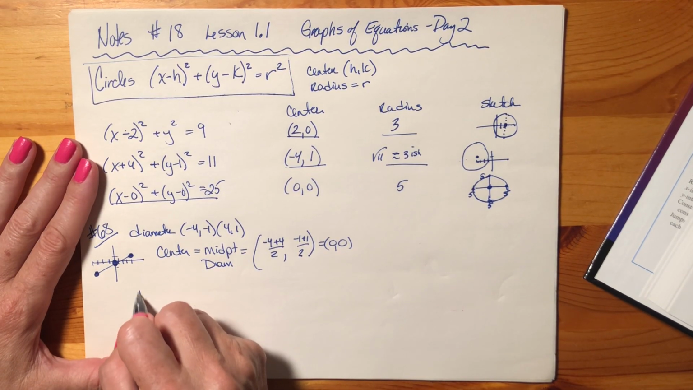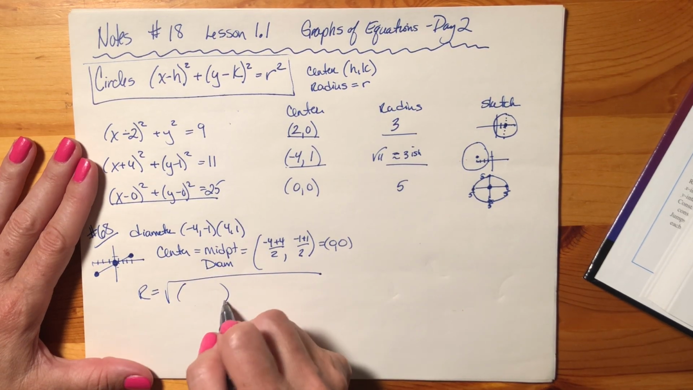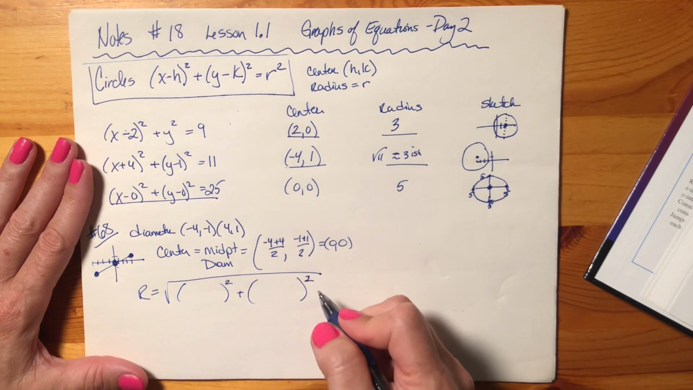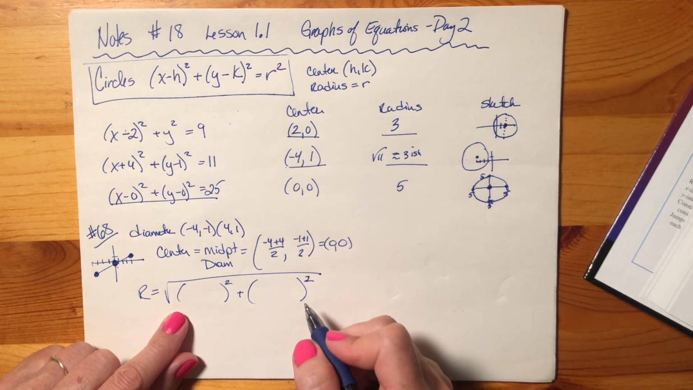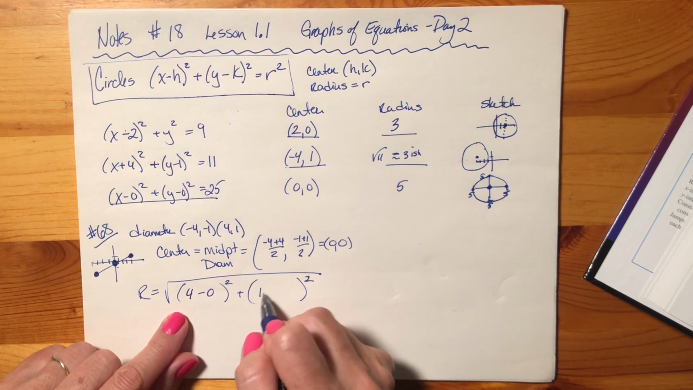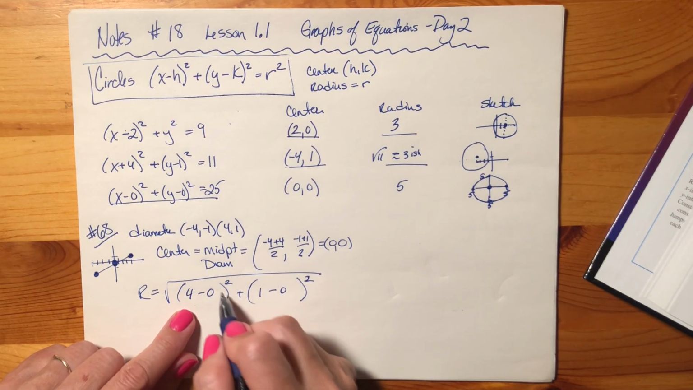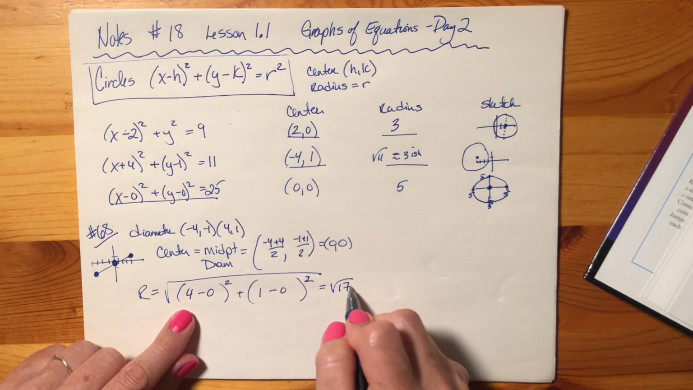So let's see, my radius is going to be equal to the square root of, you know what we get to use, kids? I know, it's exciting. The distance formula, right? So I'm going to use 4 and 1. So that's going to be 4 minus 0 squared and 1 minus 0 squared, which of course is going to be 16 plus 1. So I've got the square root of 17 for my radius.